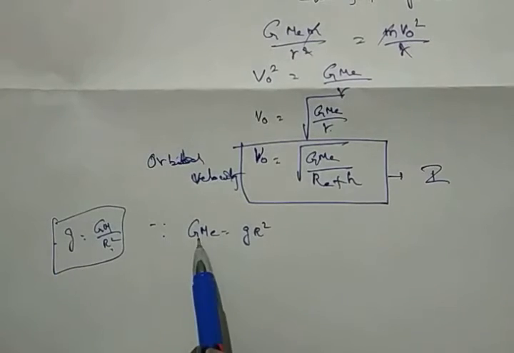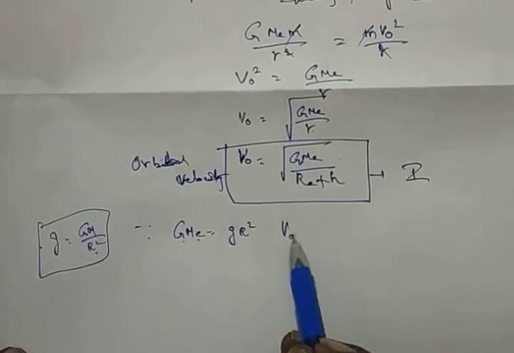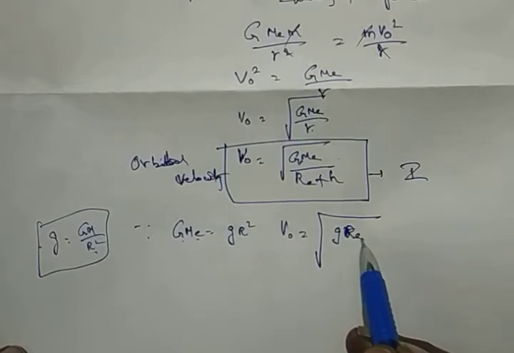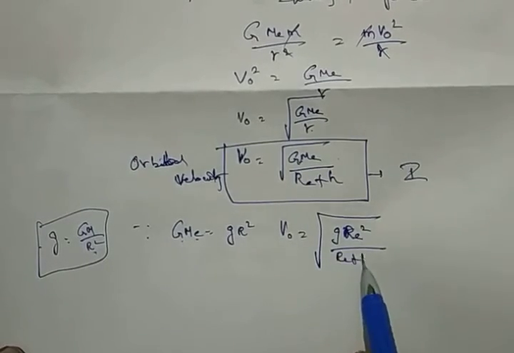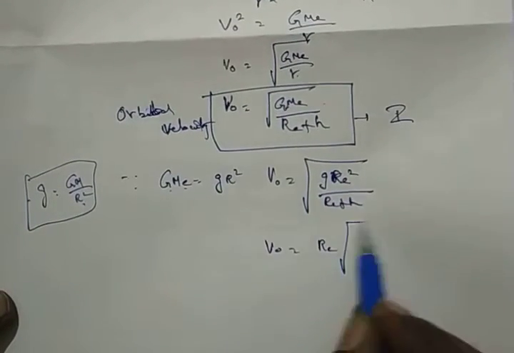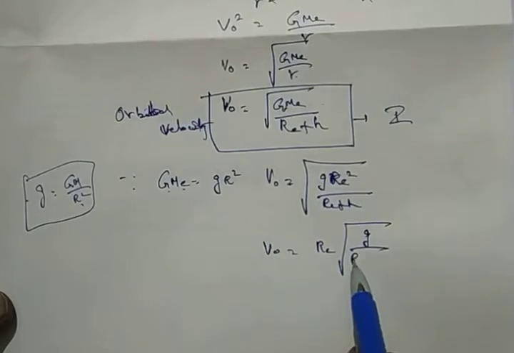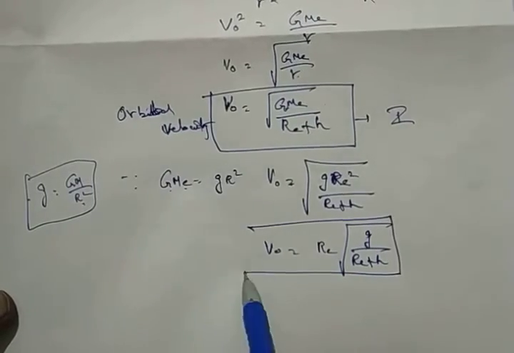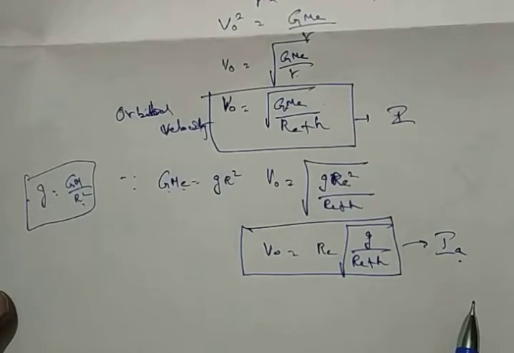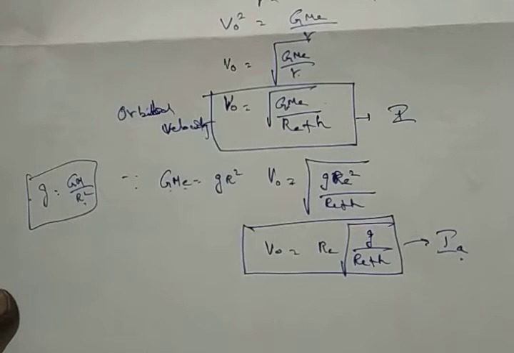So you can cross multiply this one. G M is equal to g R square. So we can remove this G M and put here g R_E square upon R_E plus H. So v0 is equal to R_E under root of, this R_E has come out of the square root, g upon R_E plus H. This is also 1A, same format, little different. So this is the second format of getting this particular thing.